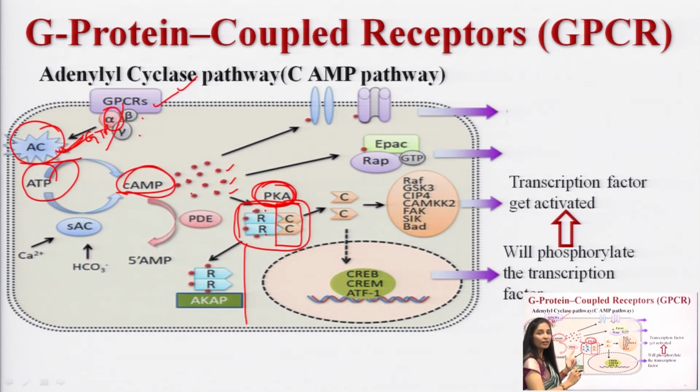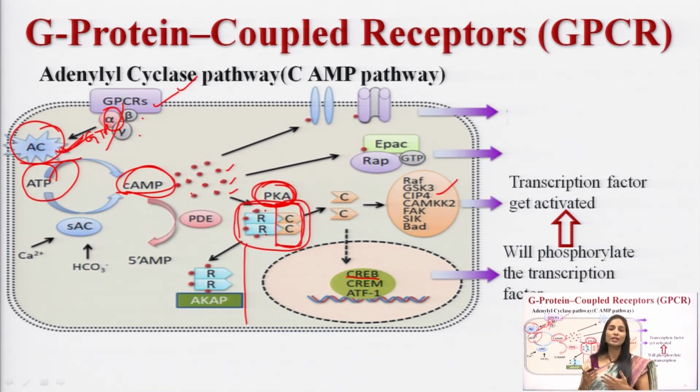The cyclic AMP levels will separate the regulatory units, and now the catalytic units have been separated, and these catalytic units will phosphorylate the further proteins. This catalytic subunit will enter inside the nucleus, and there is an important protein which you can call CREB, and this catalytic unit will phosphorylate the transcription factors. Once phosphorylated, the transcription factor will get activated. So, this is the adenyl cyclase pathway.